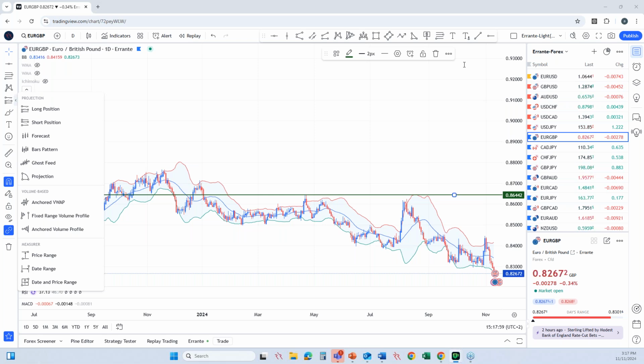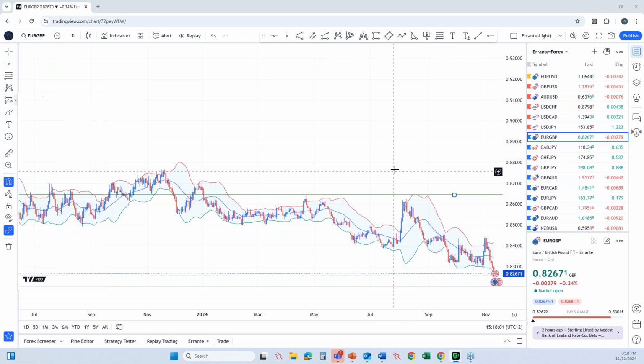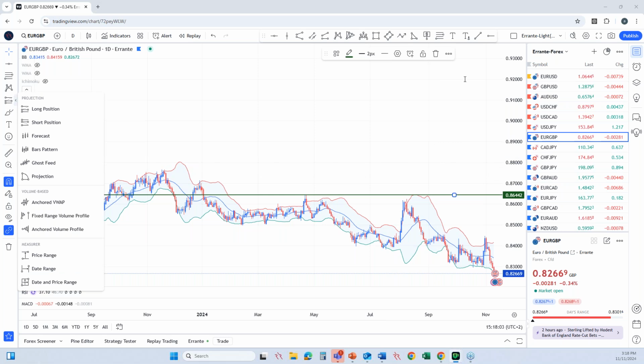To make this clearer, let's consider a few common ratios. For example, a 1-to-2 ratio means that for every dollar you risk, you expect to gain $2 if the trade goes your way. Similarly, a 1-to-3 ratio targets $3 for every dollar risked. The higher the reward compared to the risk, the fewer winning trades you need to remain profitable in the long run. This is an important key.